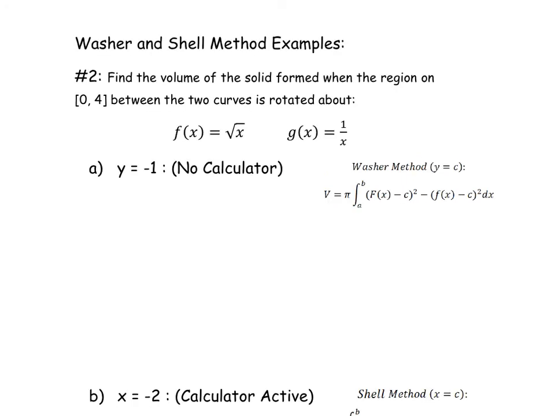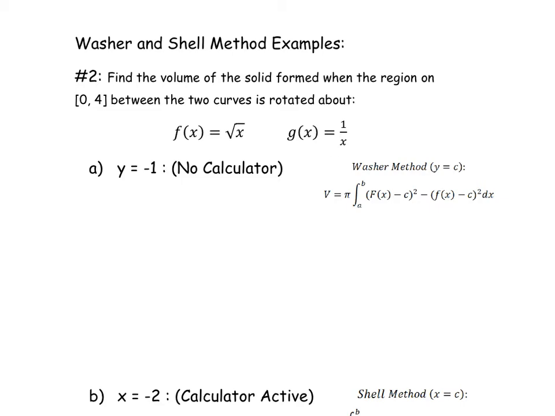With this no calculator example for part A of number 2, I'm hoping I have enough space, otherwise I'll sketch the graph off to the side to save some space. It says, find the volume of the solid formed when the region on the interval from 0 to 4 between the two curves is rotated about the line y equals negative 1.